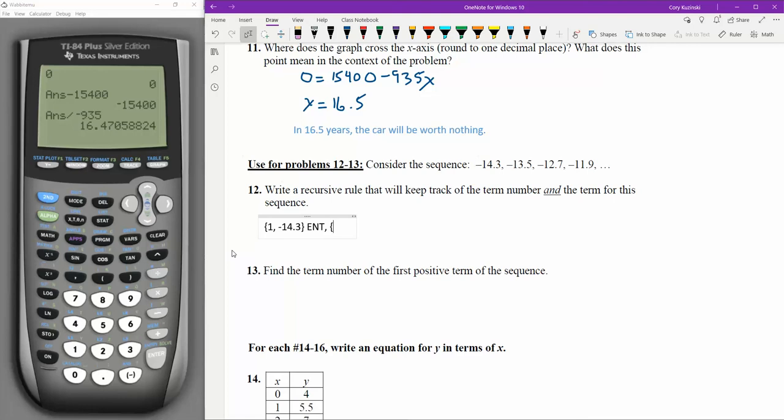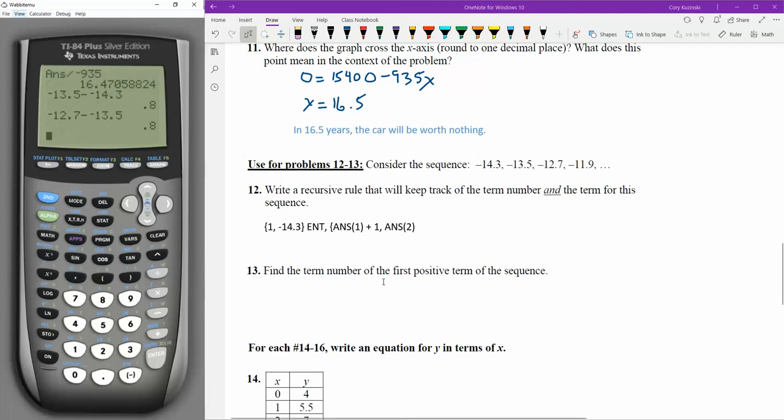what's going on here? We'll figure that out in a second. So we're going to go answer 1. We're going to increase to the next term. And answer 2, what's going on? Well, we can figure this out. We'll take negative 13.5 and we'll subtract negative 14.3. That was an increase of 0.8, just like if we do negative 12.7 minus negative 13.5. It's another increase of 0.8. So we are increasing by 0.8 each time we go to the next term.